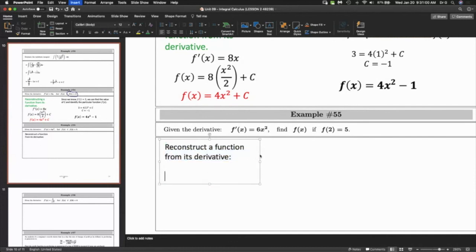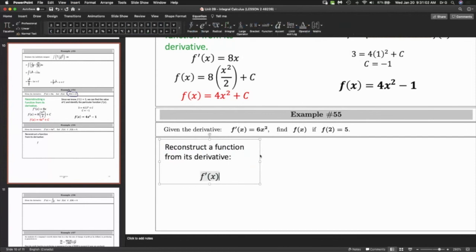So in this case, we're given the derivative is 6x squared. So the original function is equal to 6 times something plus c. I'm doing what we did before: I'm putting my bracket here, and in this bracket, I'm going to put the antiderivative of x squared. So what goes in that bracket?